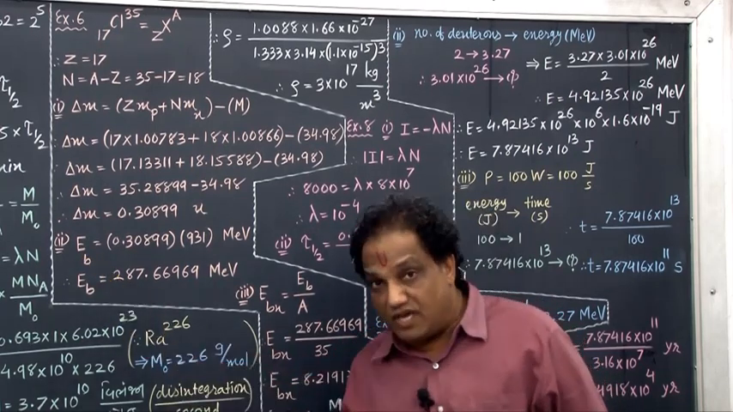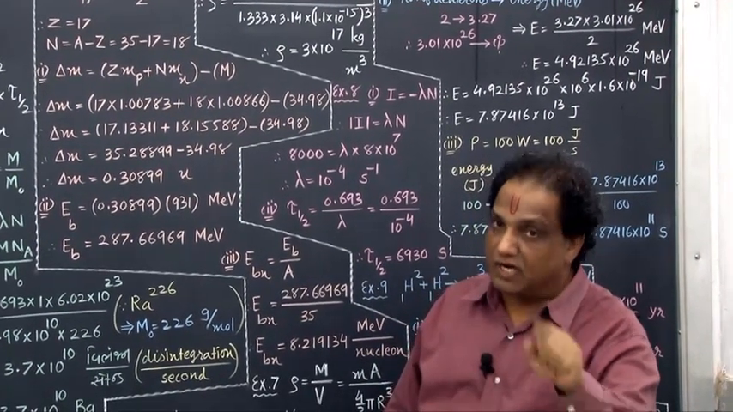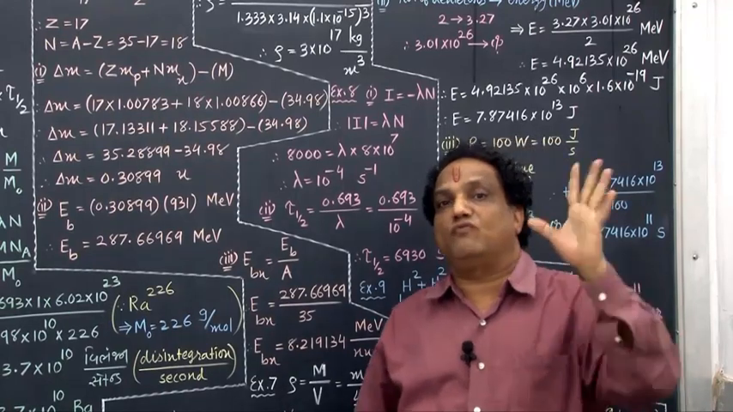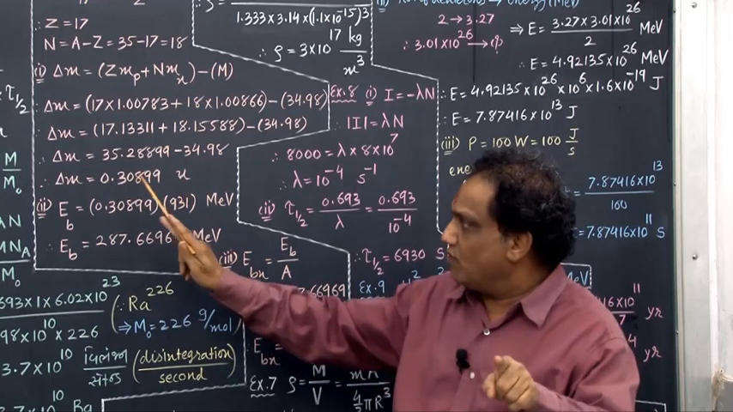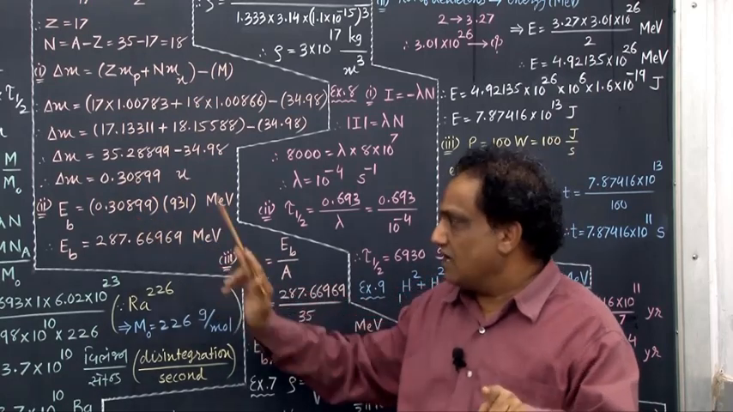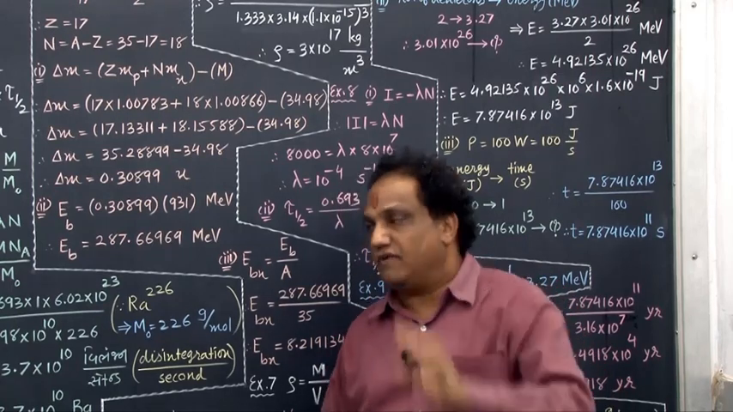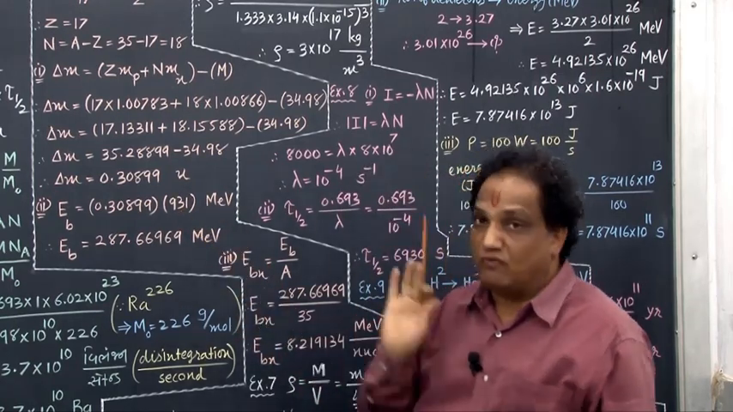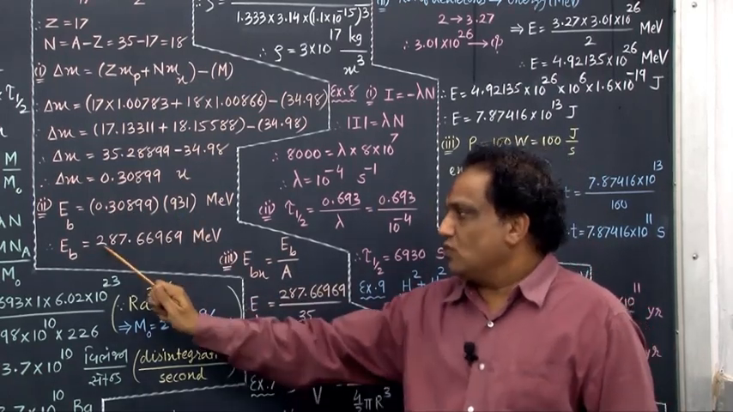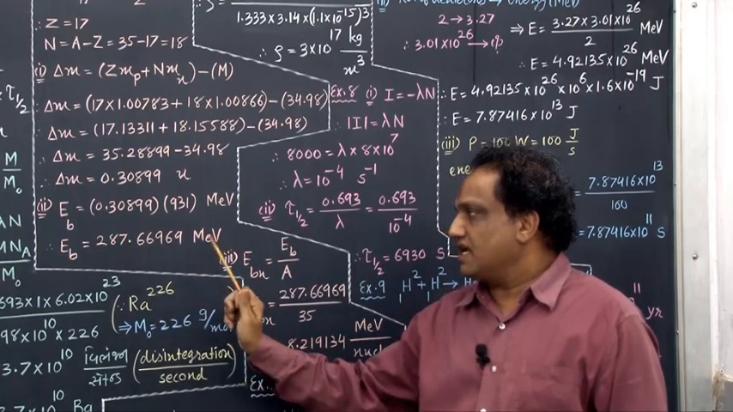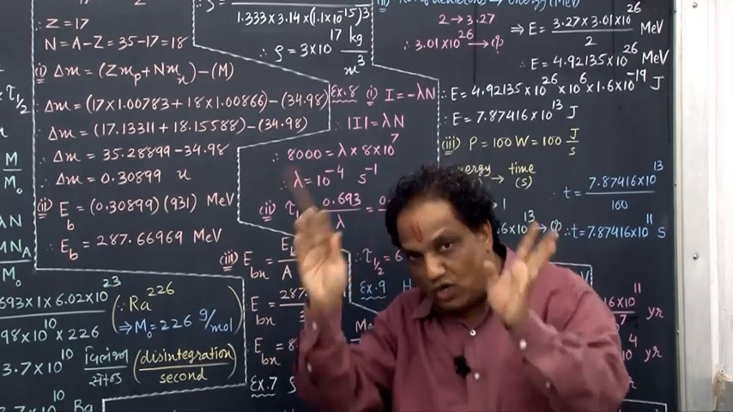Binding energy formula is EB equals the product of the value of delta M in atomic mass unit multiplied by the energy equivalent to 1 atomic mass unit. Value of delta M in atomic mass unit, we have just found, is 0.30899, multiplied by the energy equivalent to 1 atomic mass unit, which they have given in the statement as 931 million electron volt. Now this multiplication comes out to be 287.66969 million electron volt.